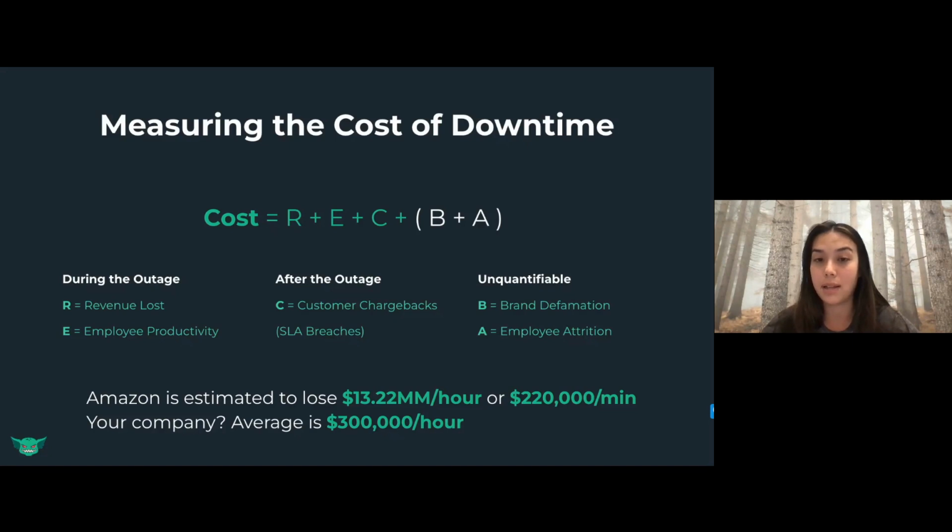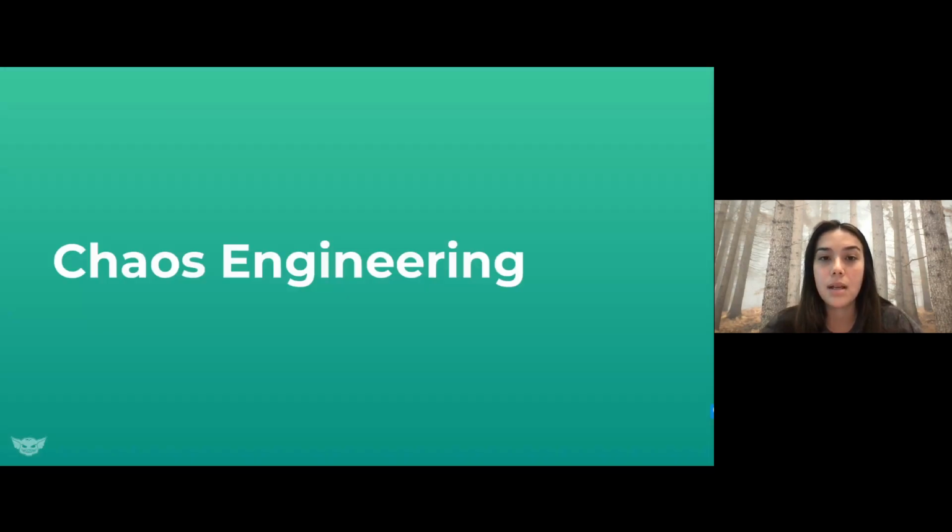nines of availability, or 99.9%. That equates to about 8.76 hours of downtime per year and an annual loss of $2.63 million. So failure is inherent and it costs a lot of money, as we just figured out. What should we do? My answer is chaos engineering.